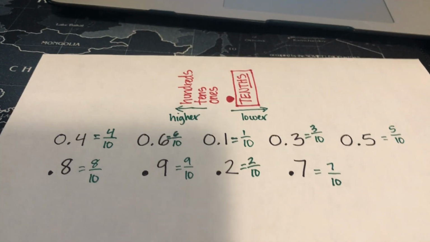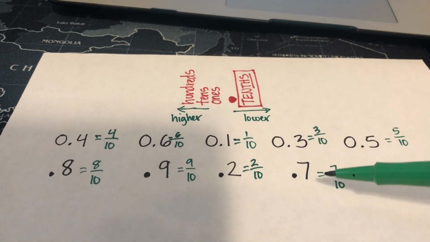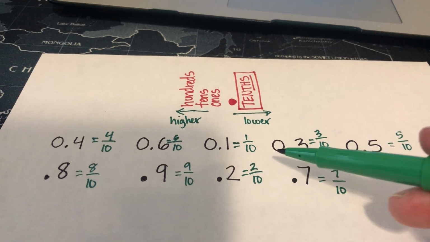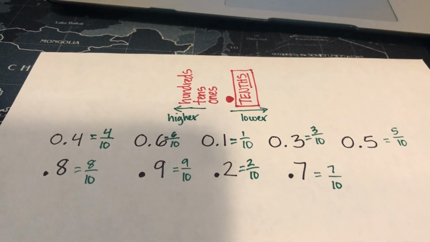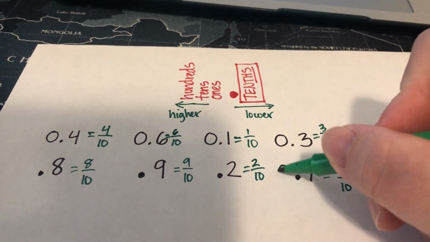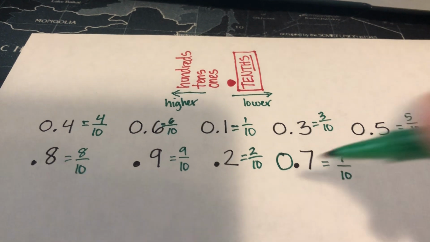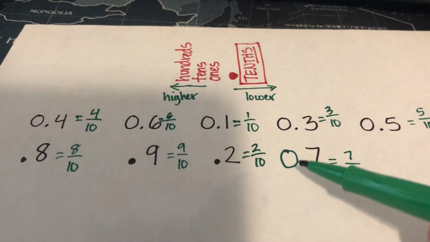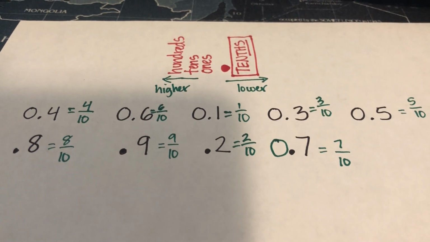Not too bad. So just remember, 7 tenths or 2 tenths or 3 tenths, they can have a 0 in the ones place just to show the place value, or they don't have to. So if I were to write a 0 here, it doesn't change the value. If I took away the 0, it doesn't change the value, okay? Because we have the decimal showing us where the place value is.